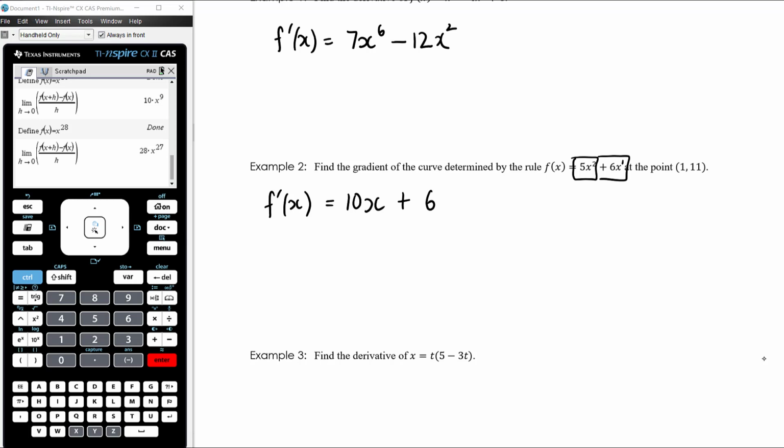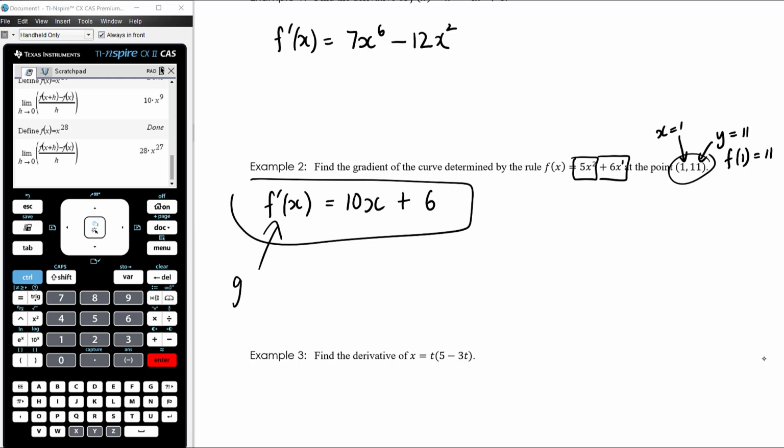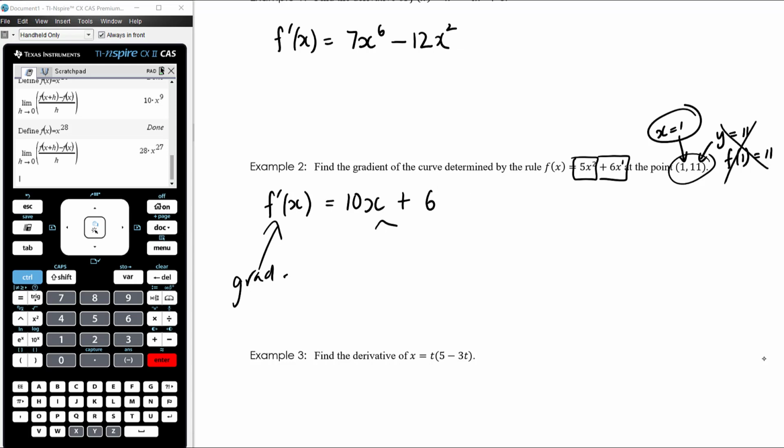We now want to know the derivative at the point 1, 11. Now remember this is x equals 1 when y equals 11, or f of 1 equals 11. Okay, so there's no y in this equation. This equation we have here connects gradient and x. That's the two variables there. So we want to use the x value. The y value is useless to us here. So we want to put the x value into the derivative. So if we're working out the gradient when x equals 1, that's f dash at 1, derivative function at 1. So it's 10 times 1 plus 6. So it's going to have a gradient of 16 at that point.